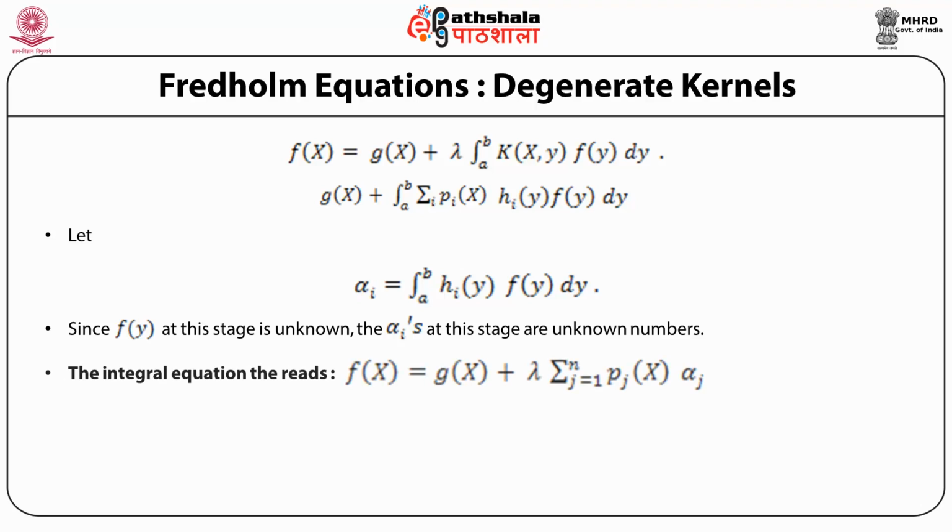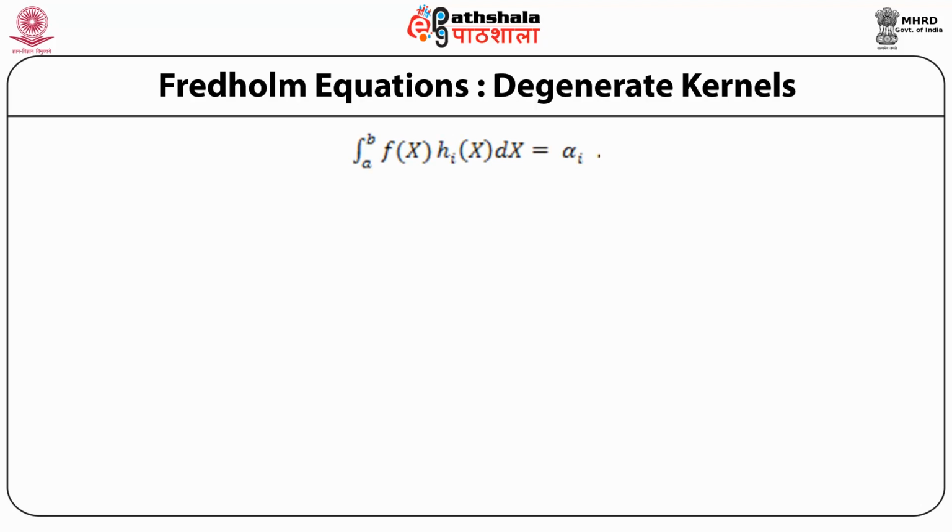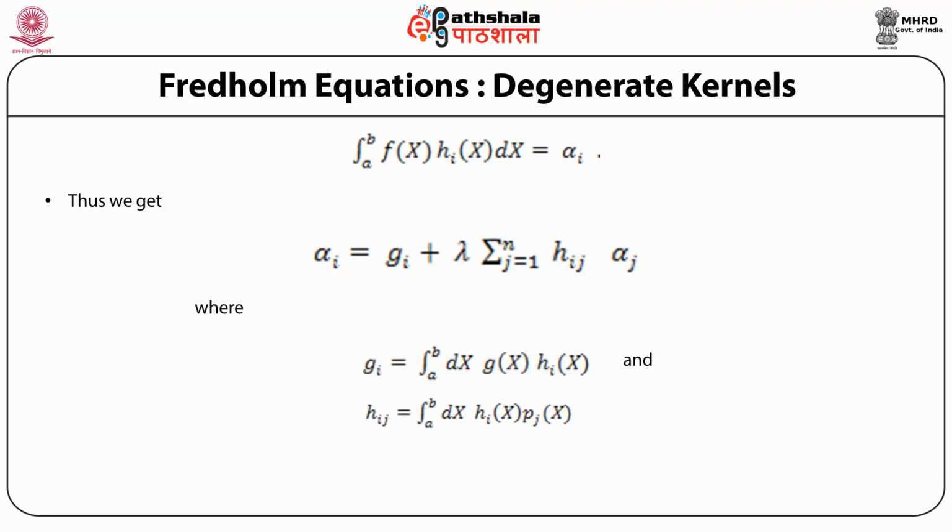The integral equation then reads, f(x) is equal to g(x) plus lambda sigma over j from 1 to n p_j(x) into alpha_j. Now multiply the equation by h_i(x) and integrate over x from a to b. The left hand side is simply an integral from a to b of a product of two functions f(x) and the function h_i(x) with which we have multiplied it, and which from our definition is simply equal to alpha_i. Thus we get alpha_i is equal to g_i plus lambda, a sum over j equal to 1 to n H_ij alpha_j, where g_i is the integral from a to b of dx of g(x) and h_i(x), and H_ij is the integral over dx between the limits a to b of the product of the function h_i, which is a function of x, and the function p_j, which is again a function of x. So H_ij is also a number.